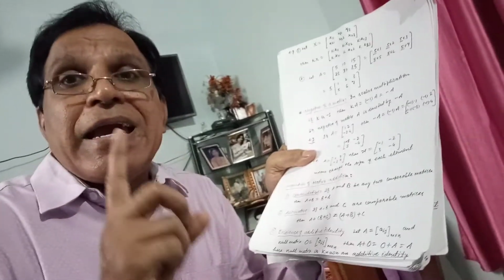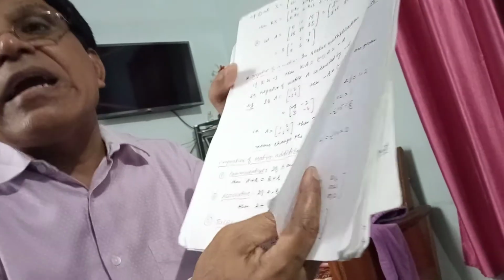So similarly for the matrices, A plus 0 matrix is equal to A, B plus 0 matrix is equal to B, C plus 0 matrix is equal to C, whatever. So it means 0 is said to be the additive identity for the matrix operation of addition.